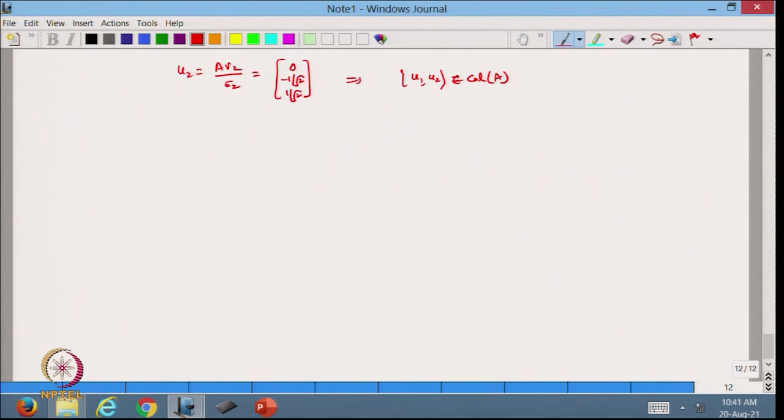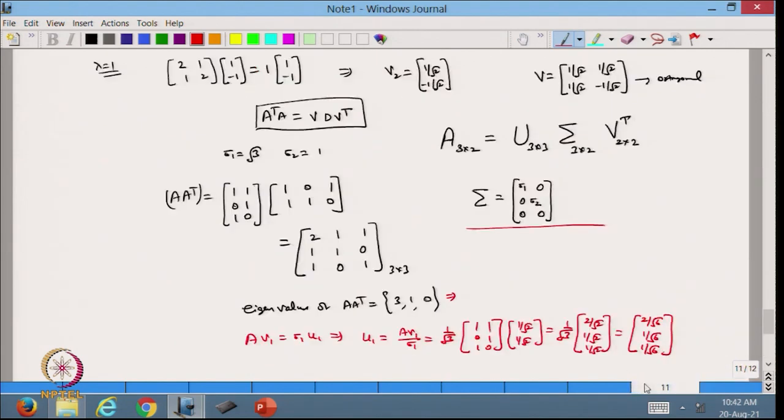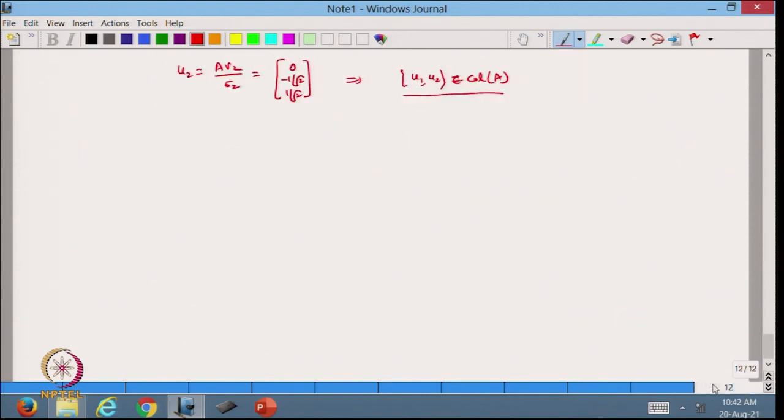Now, I want to extend this one. So, that is my question, because my u is 3 cross 3. So, I am able to find these two vectors u 1 and u 2 based on the condition that A v 1 is equal to sigma 1 u 1 and A v 2 is equal to sigma 2 u 2. Now, I can take my u 3 that should be perpendicular to the column space of A.